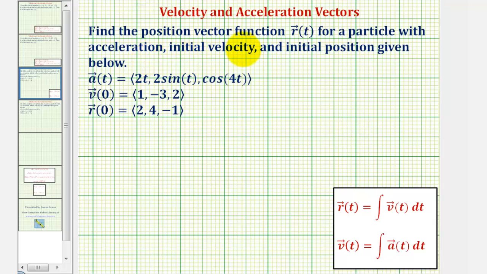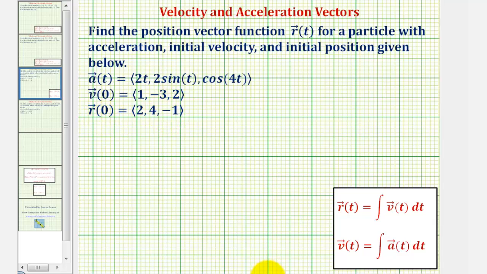We want to find the position vector function r of t for a particle with acceleration, initial velocity, and initial position given below. So we're given the acceleration vector valued function, the velocity vector at t equals 0, and the position vector at t equals 0.